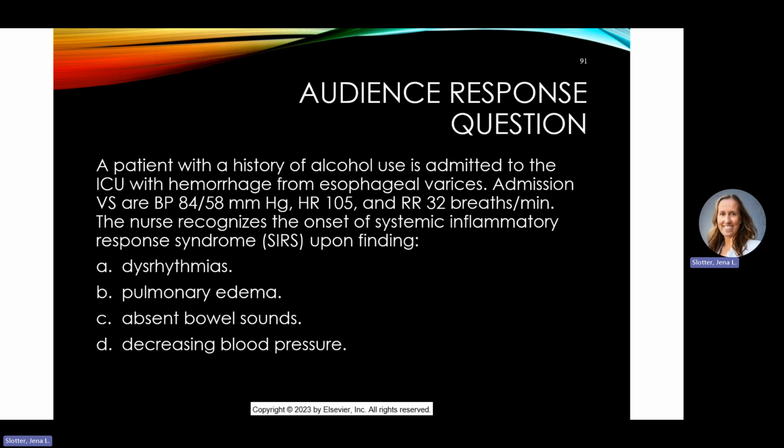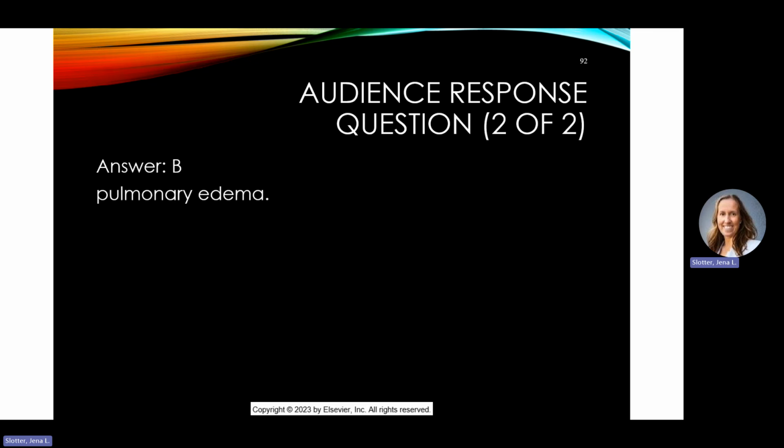Okay, just a few questions to review. A patient with a history of alcohol use is admitted to the ICU with hemorrhage from esophageal varices. Blood pressure is 84/58, heart rate 105, respirations are 32. The nurse recognizes the onset of SIRS upon which finding? Which one of these things is really showing that we have SIRS going on? Dysrhythmias, pulmonary edema, absent bowel sounds, or decreasing blood pressure? Pulmonary edema.